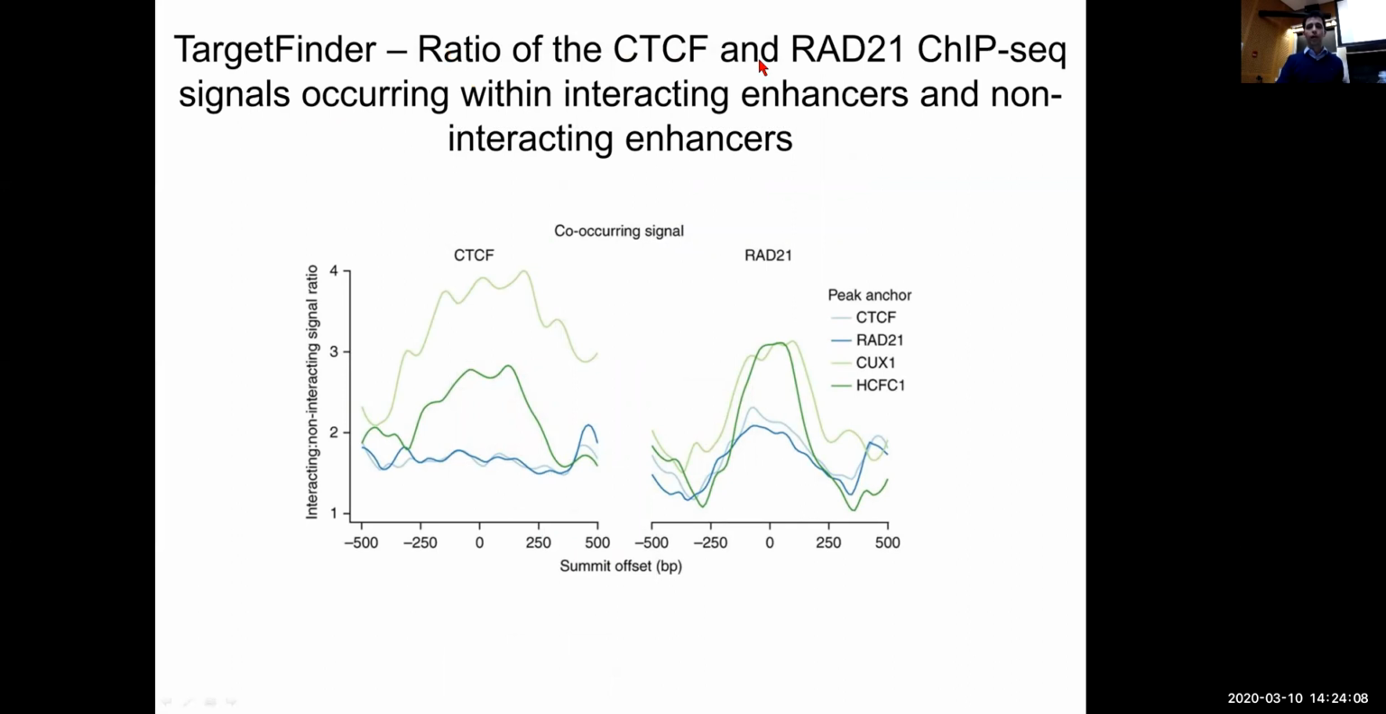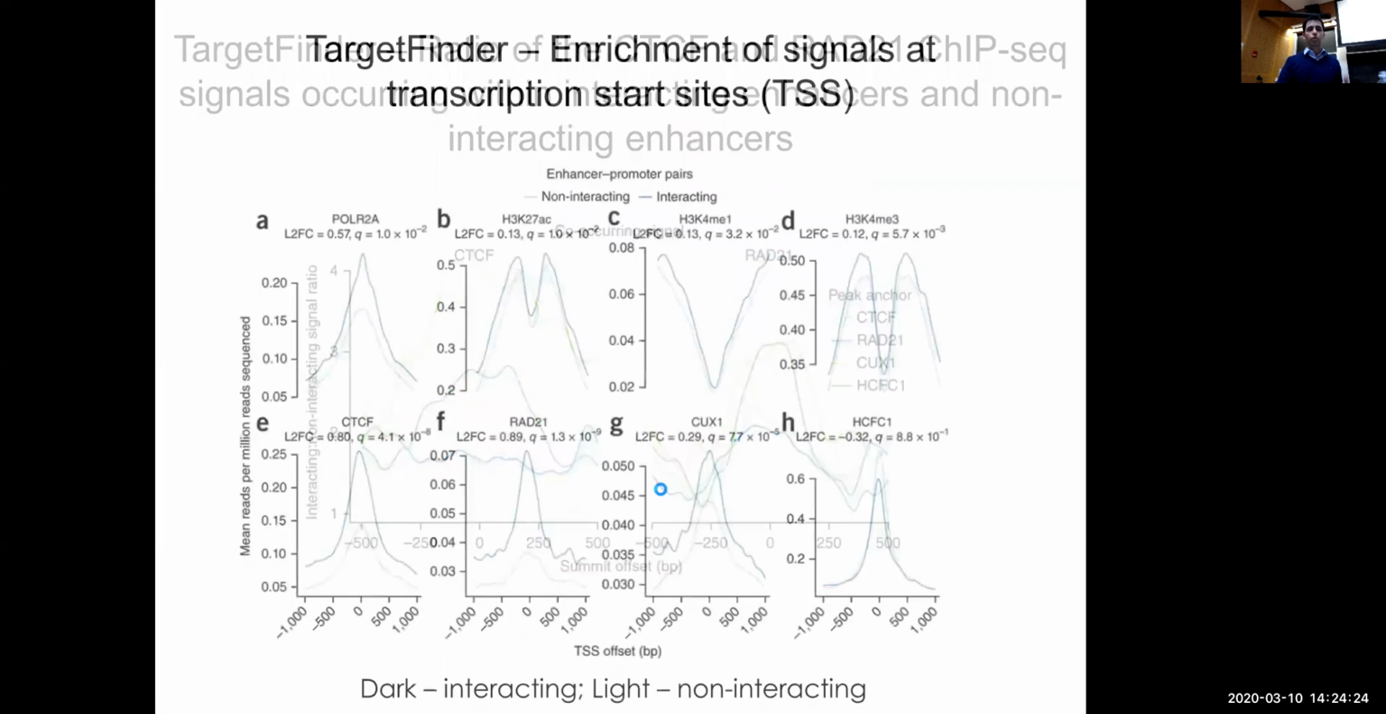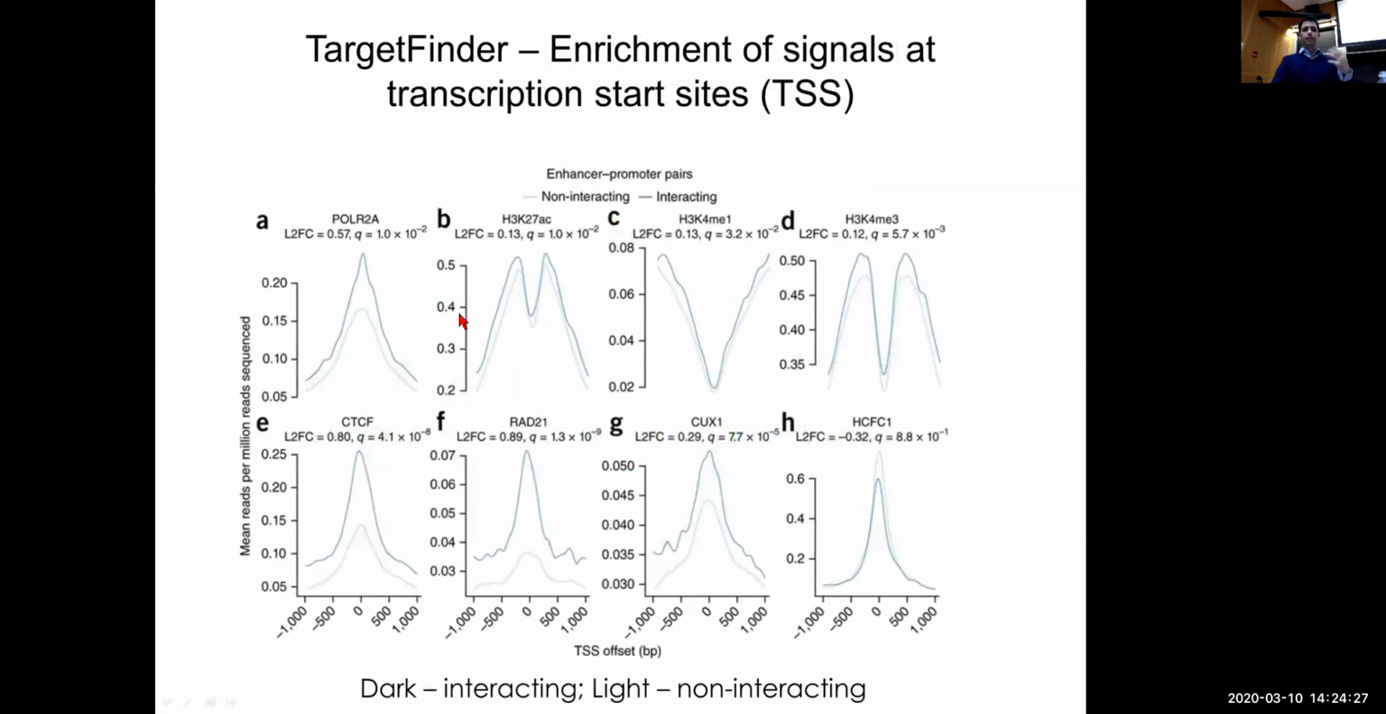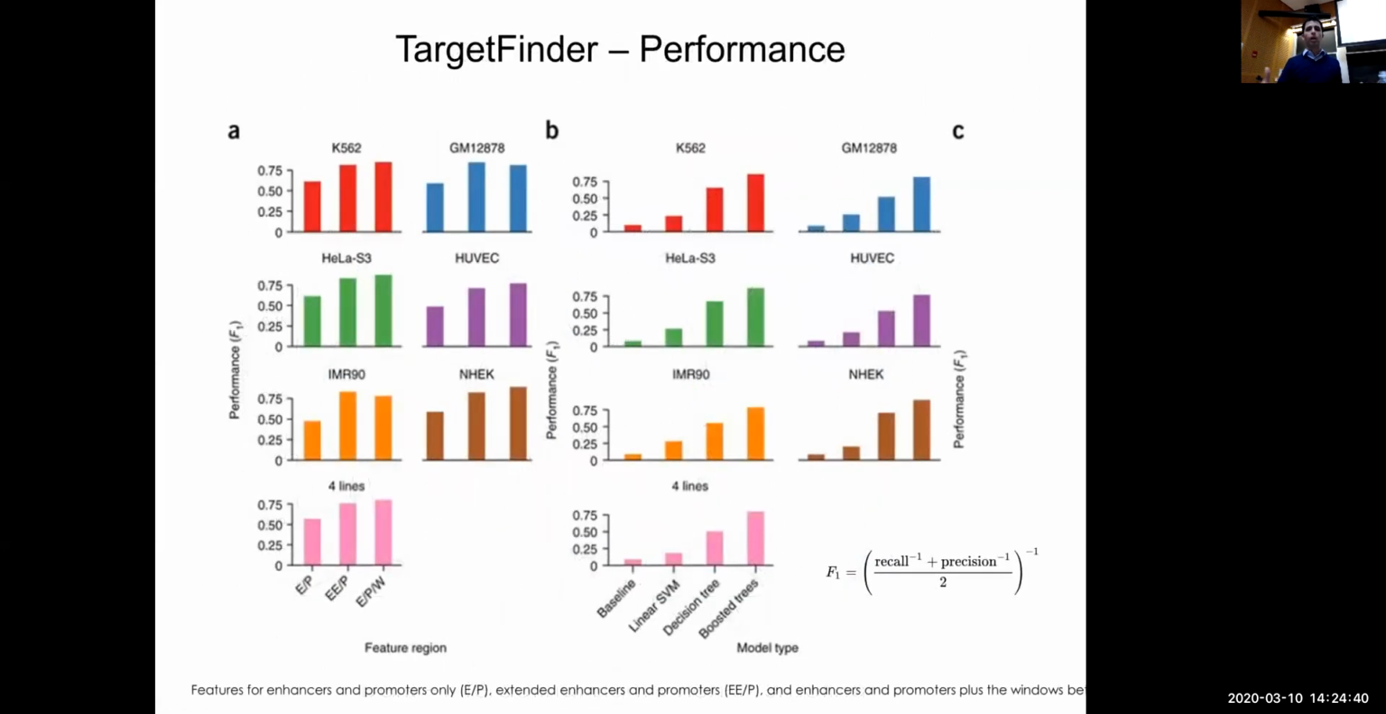So if you look at CTCF and RAD21, which are some of the transcription factors associated with these loops that are formed, you see that indeed they occur within interacting enhancers and also within non-interacting enhancers. And when you run TargetFinder, you can see that it allows you to start predicting where all those sites are occurring. So you can predict non-interacting as well as interacting loci with some probability, and then ask how well I can discover them. And this is the performance in different cell types. And you can see that indeed there's a very strong ability to predict this information using all of these marks.